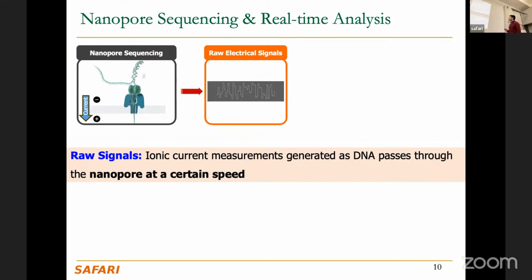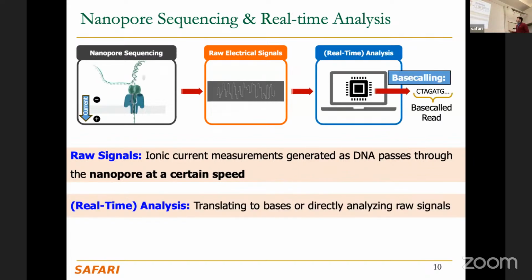And these ionic current measurements are generated as DNA moves through the pore at a certain speed. It has a particular throughput, which is around 450 nucleotide bases per second. And as these raw electrical signals are generated by sequencing the DNA, we can perform analysis, or even real-time analysis if your analysis speed can match the data generation speed in nanopore sequencing.